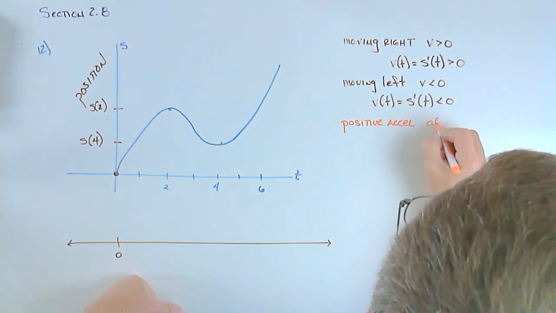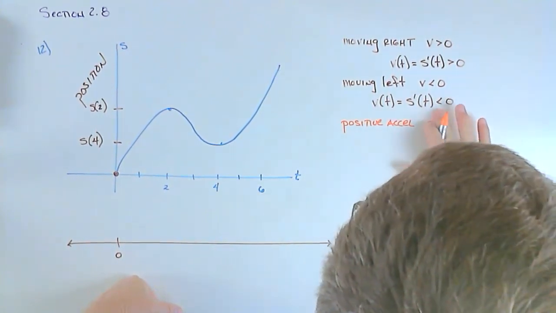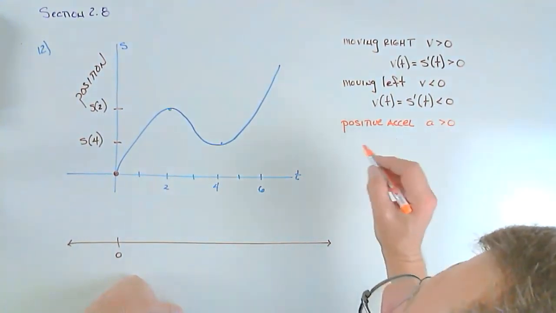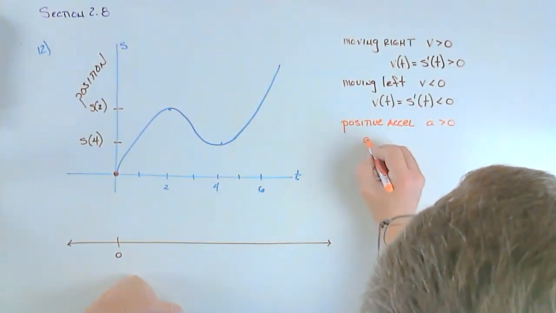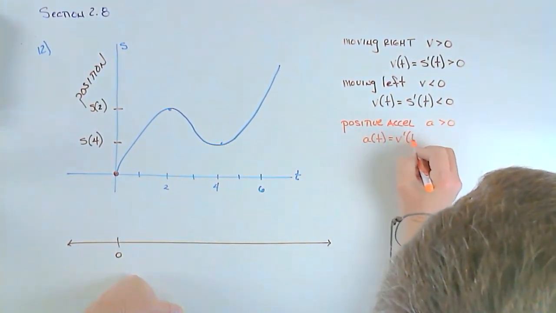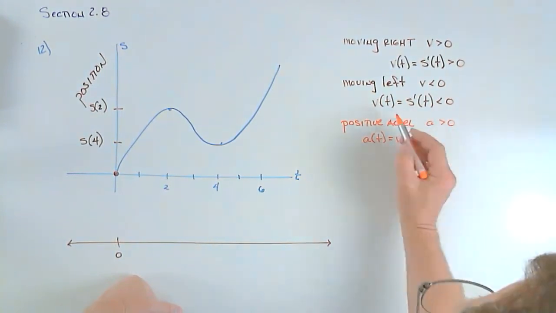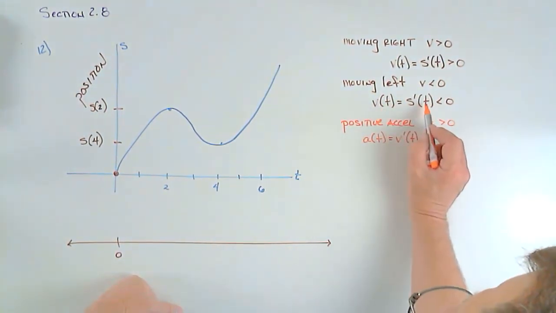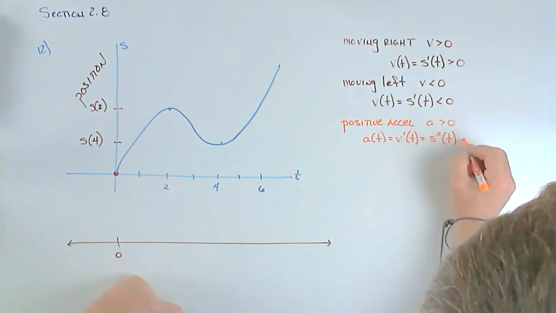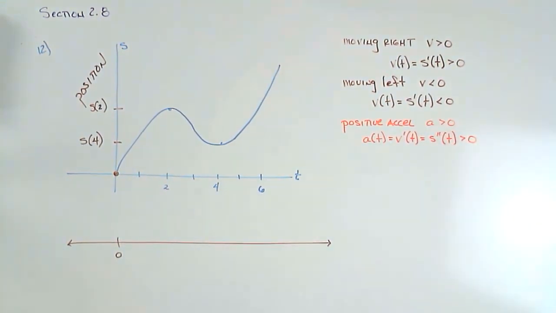Now that means acceleration is greater than 0. But we know what acceleration is. Acceleration is the derivative of velocity, but velocity is the derivative of position. So acceleration is the second derivative of position. So we would have positive acceleration when our second derivative of s is greater than 0.